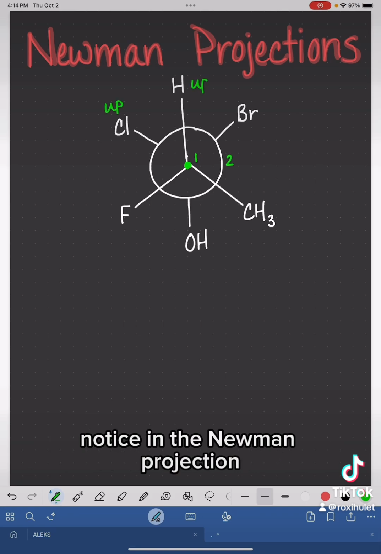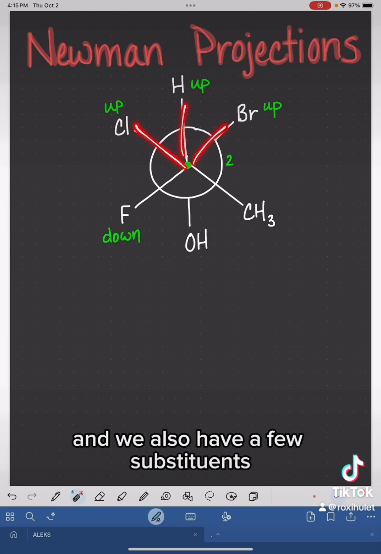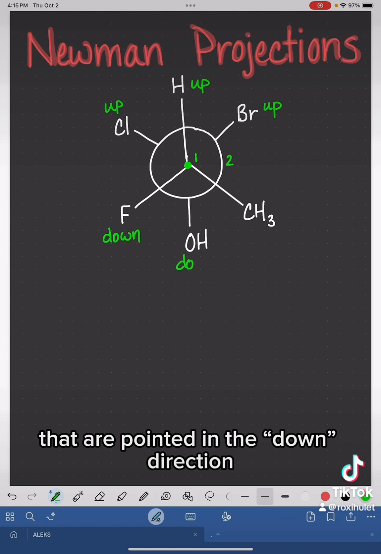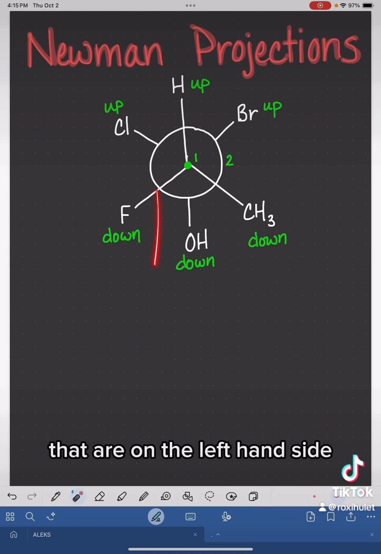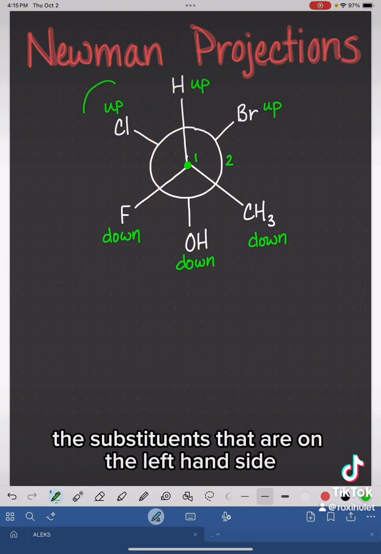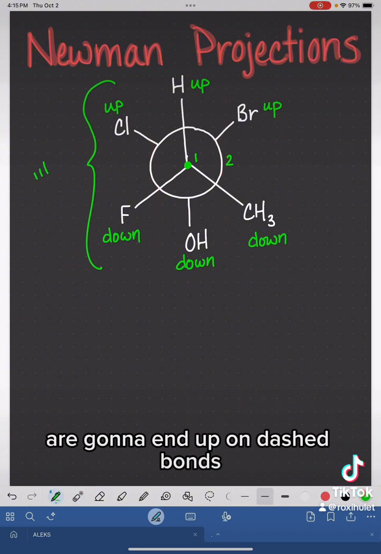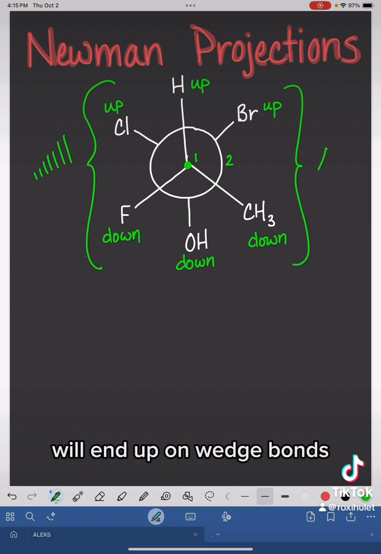Notice in the Newman projection, we have a few substituents that are pointed in the up direction, and we also have a few substituents that are pointed in the down direction. We also have substituents that are on the left-hand side and the right-hand side of the Newman projection. The substituents that are on the left-hand side are going to end up on dashed bonds. The substituents that are over on the right-hand side will end up on wedge bonds.